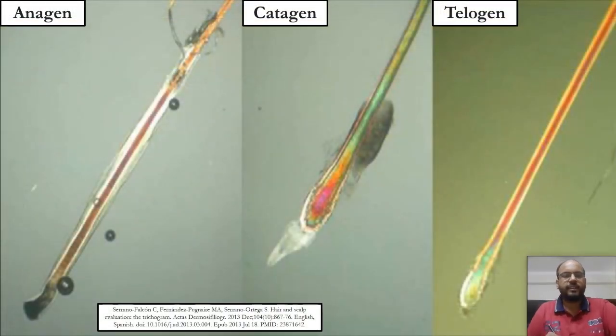So let's look at the comparative images. In anagen, you have a uniform diameter hair shaft, uniformly pigmented. You see a darkly pigmented hair bulb, which is delta shaped or triangular with frayed edges. And you can see the presence of sheath, namely the IRS and the ORS.